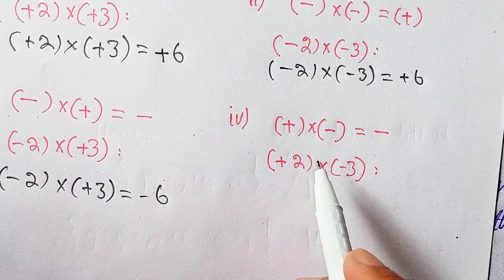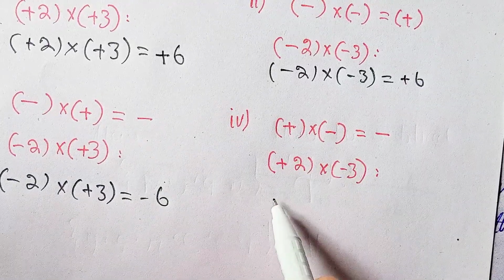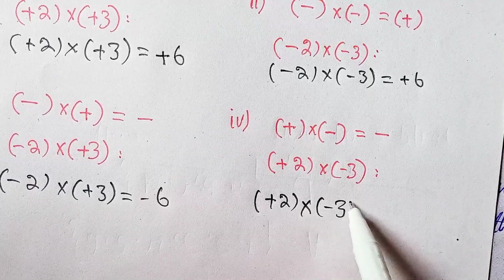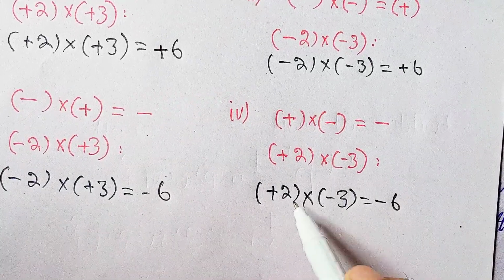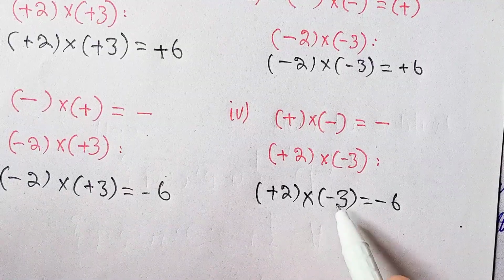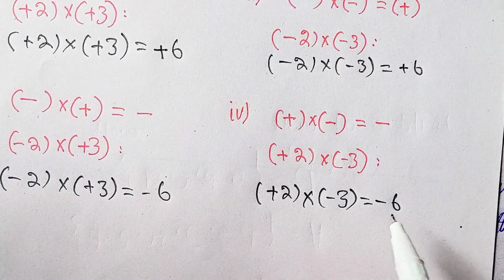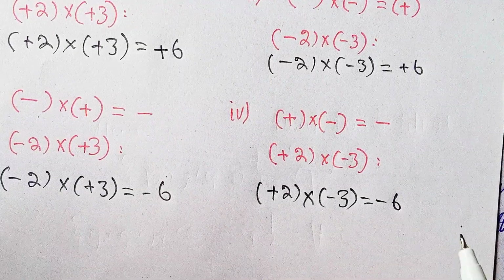Now let me solve this one. So positive 2 times negative 3 equals negative 6. 2 times 3 is 6, and as the two integers have different signs, we will put a negative sign before the final answer. So positive 2 times negative 3 equals negative 6.